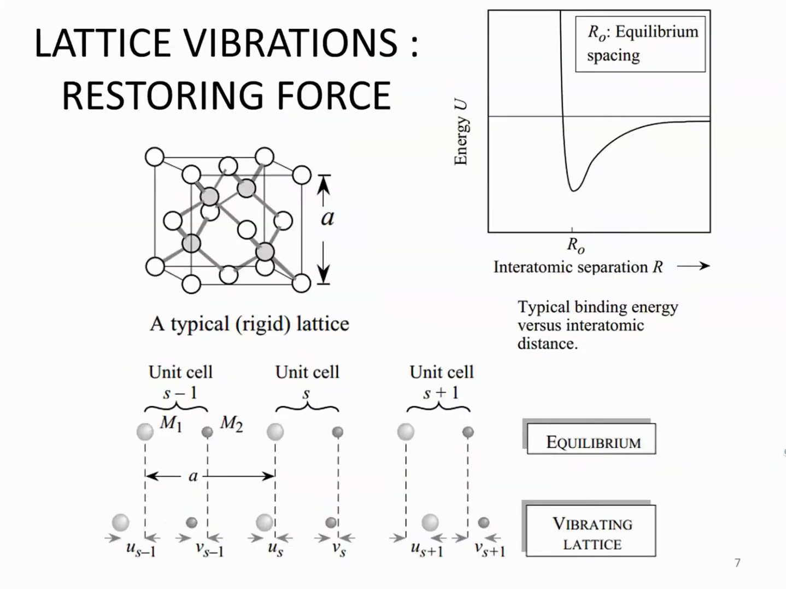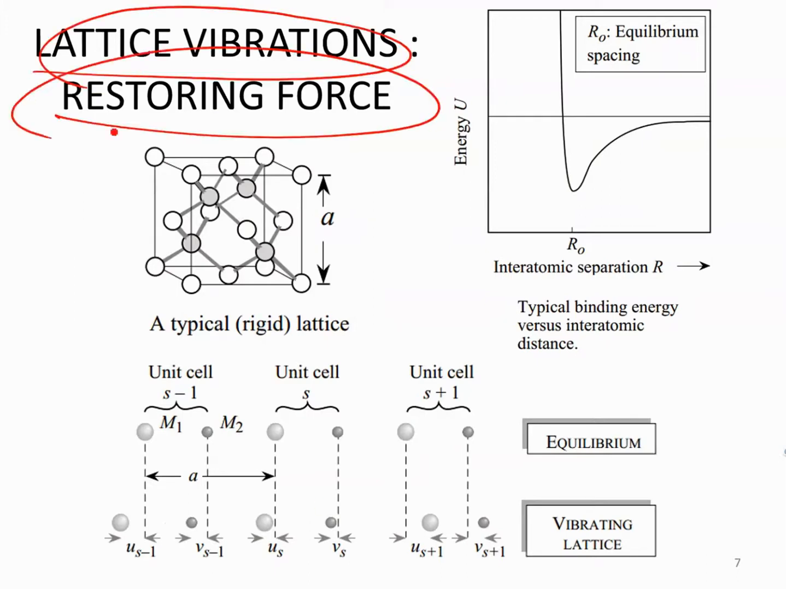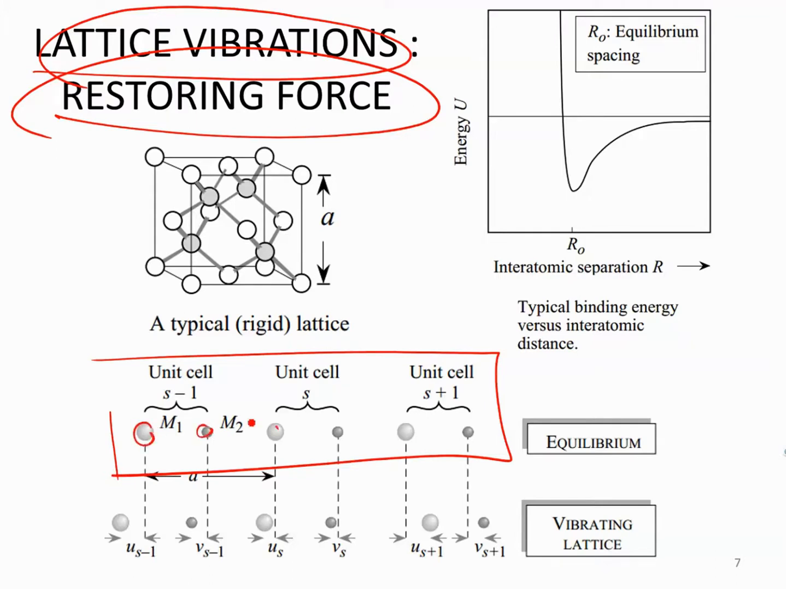So we will first start from this slide. Lattice vibration actually involves the restoring force, because atoms have interaction, and when one atom moves, the second atom will also be dragged and then be forced to move also. You can look at this one. At equilibrium state, everything is static, and the distance between the similar atoms is A.